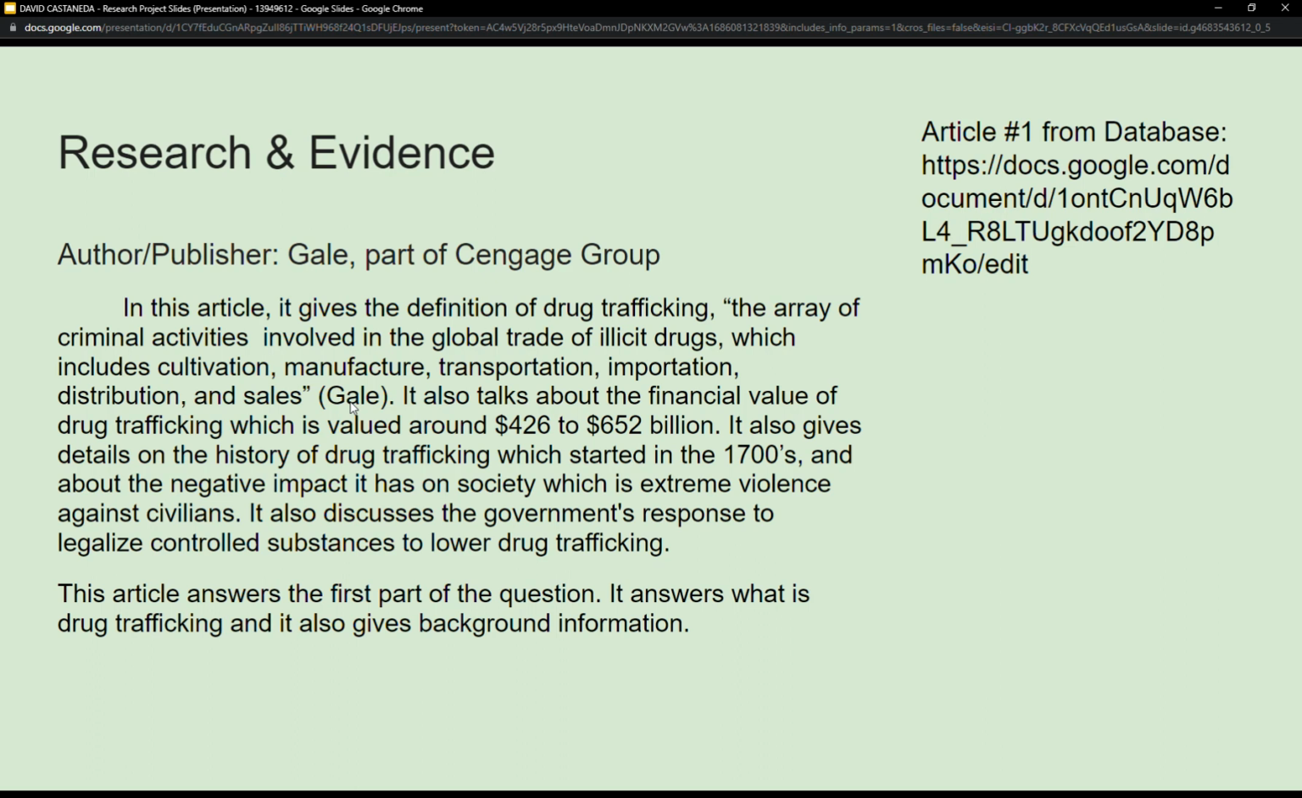It talks about how much it's worth, and drug trafficking as a whole is valued around 426 to 600 billion dollars. It also tells me when it started in the U.S., which was in the 1700s. It shows the impacts it has on society, which is extreme violence, and it also talks about the government's response to legalize controlled substances to lower drug trafficking. This article answered the first part of my question. It gave me the definition of what drug trafficking is, and it also gave me a little bit of background information.